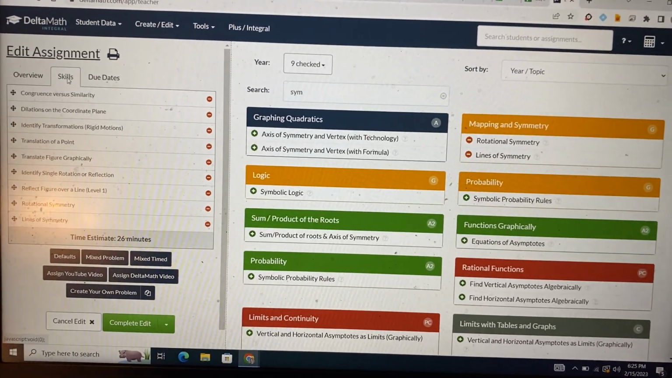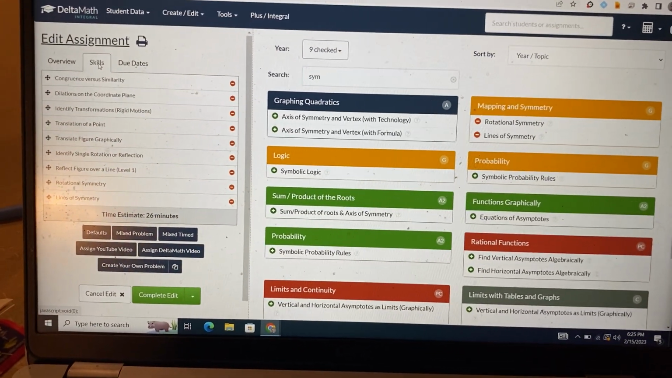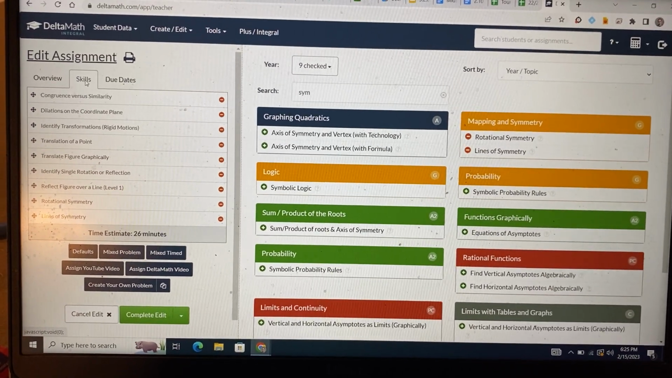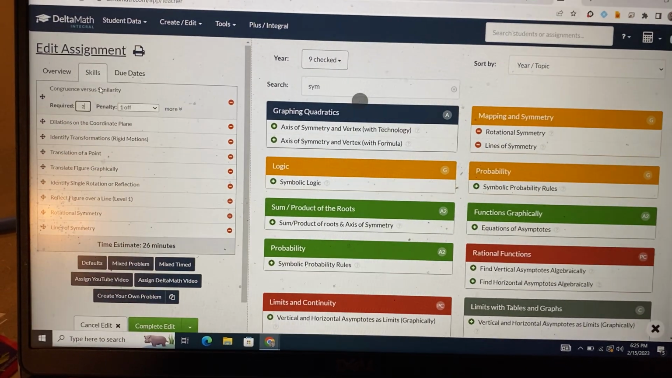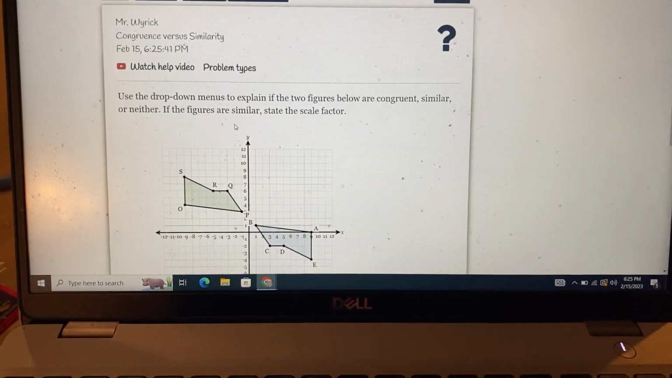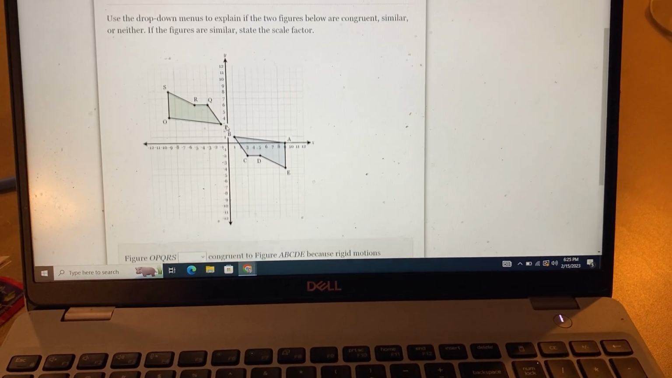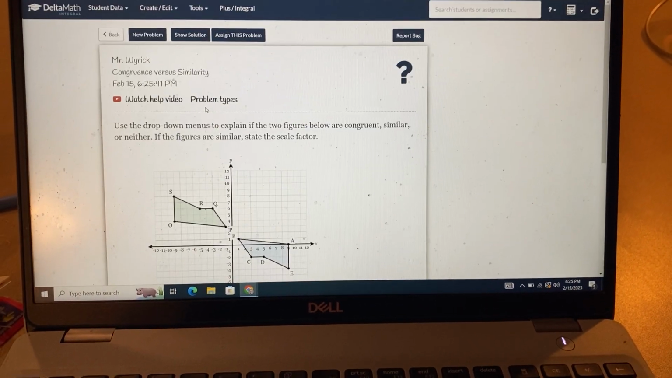All right, this is Mr. Warwick, and I'm going to go through some of the stuff on the review for you. Fortunately or unfortunately, it's on Delta Math, so I'm just going to kind of look through here, talk about a few different problem types. When I'm looking at this, this is the one at the start.